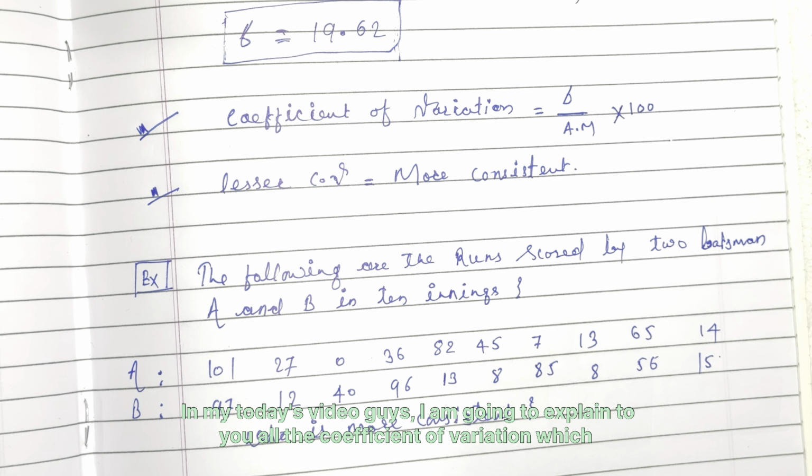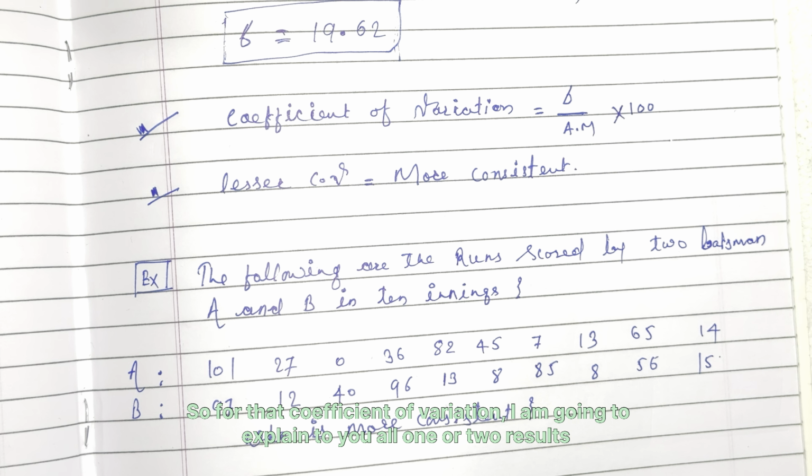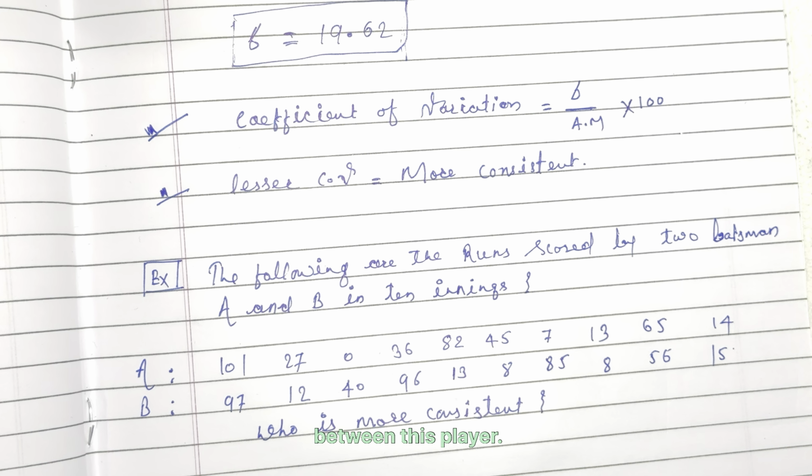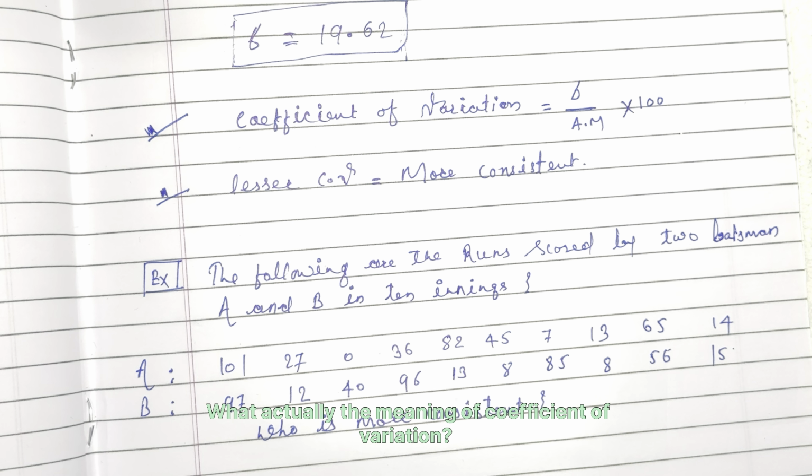In my today's video guys, I'm gonna explain to you all the coefficient of variation, which is very much important guys. Mark my word, you will get one question definitely based on the coefficient of variation. For that, I'm gonna explain to you all one or two results, and using these I'll explain one example that we have, a comparison between two players. We go for the example later on. First of all, let me explain the coefficient of variation. What actually is the meaning of coefficient of variation? For that, we just need to know one formula.